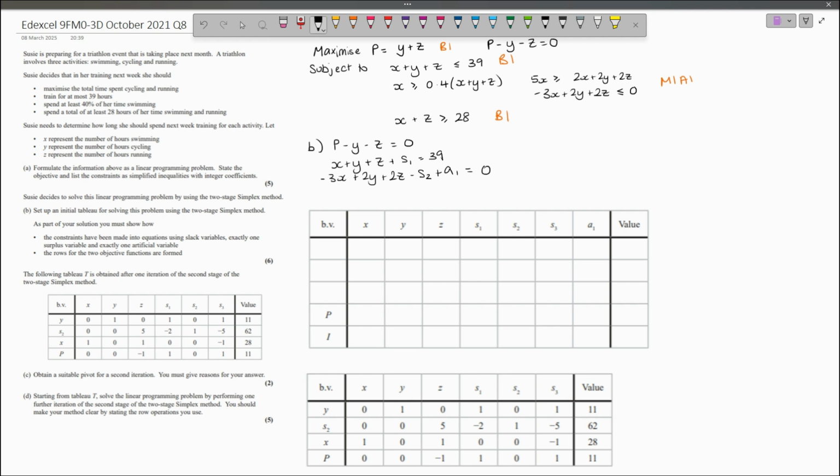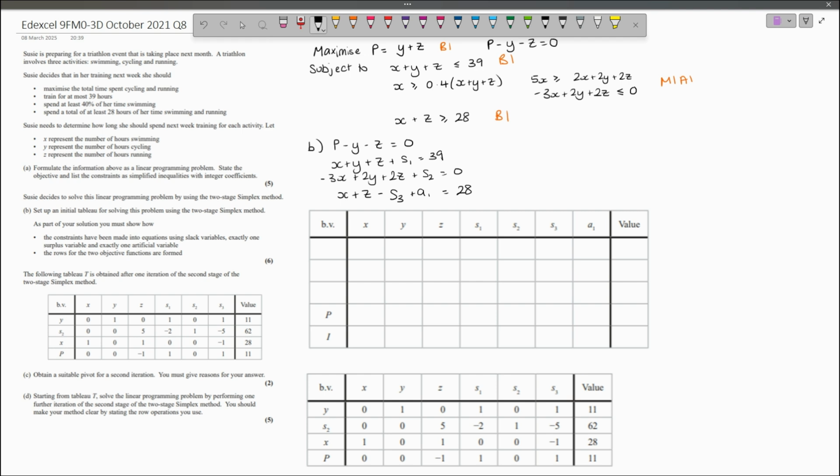My apologies, no, this is a smaller than or equal to inequality. We're not going to have that. We're just going to have plus a slack variable S2 equal to 0. It's the next one where we're going to have the surplus variable and the artificial variable. We're going to have x plus z, subtract a surplus variable S3 plus an artificial variable A1 is equal to 28.